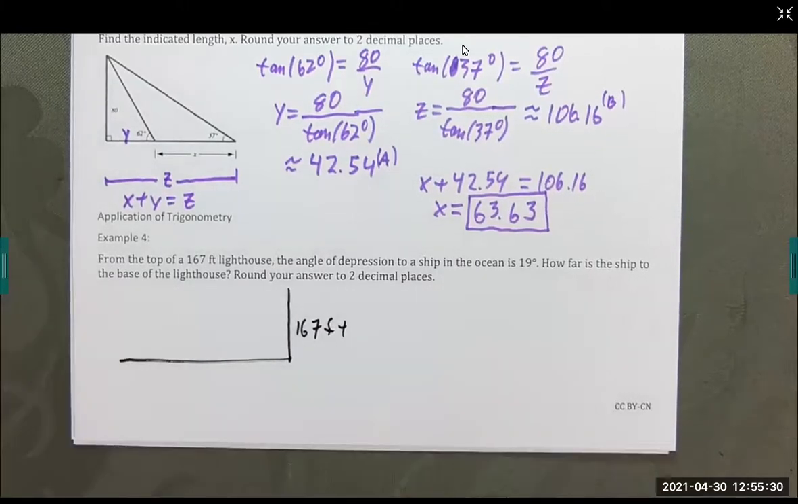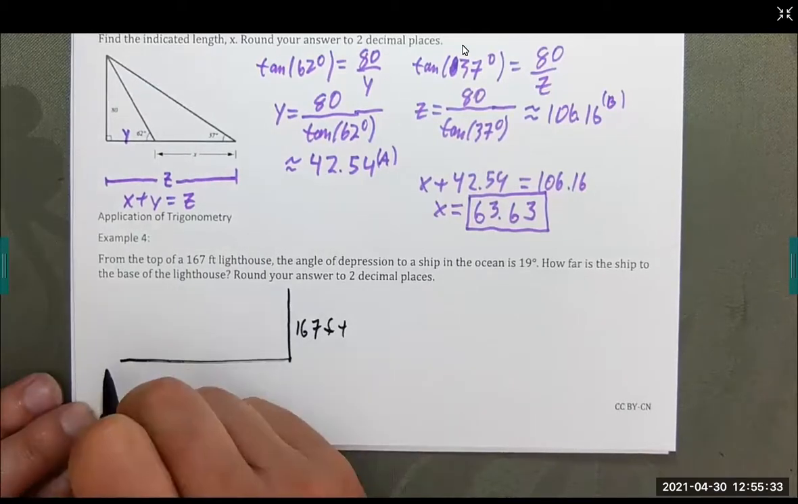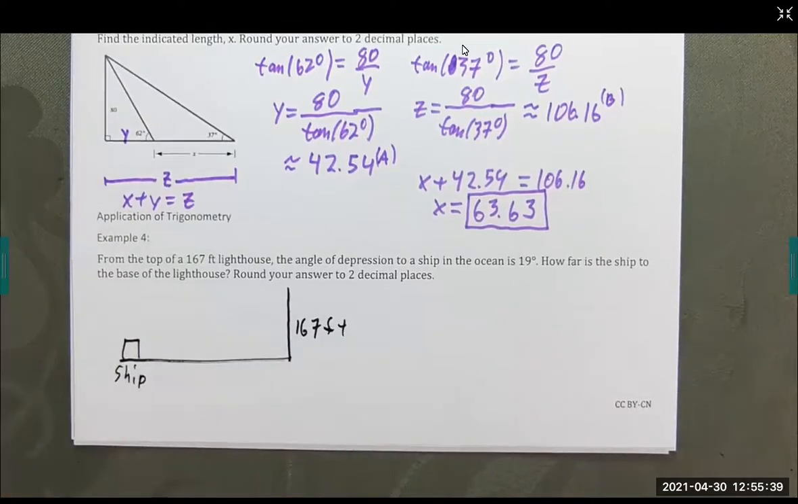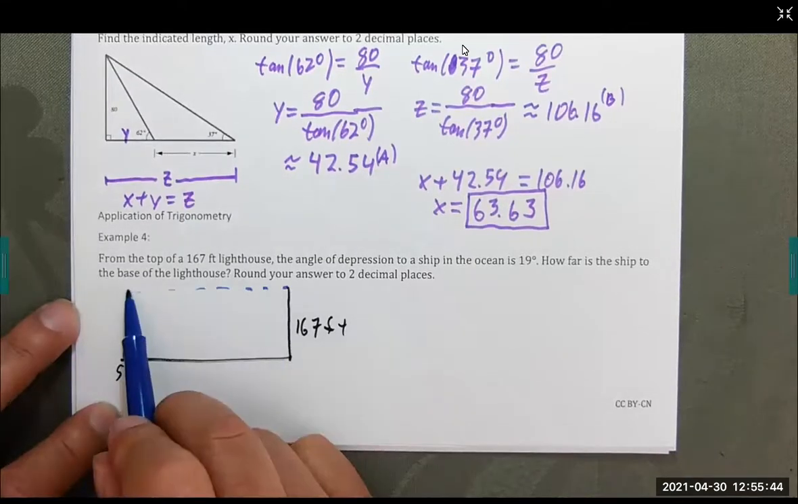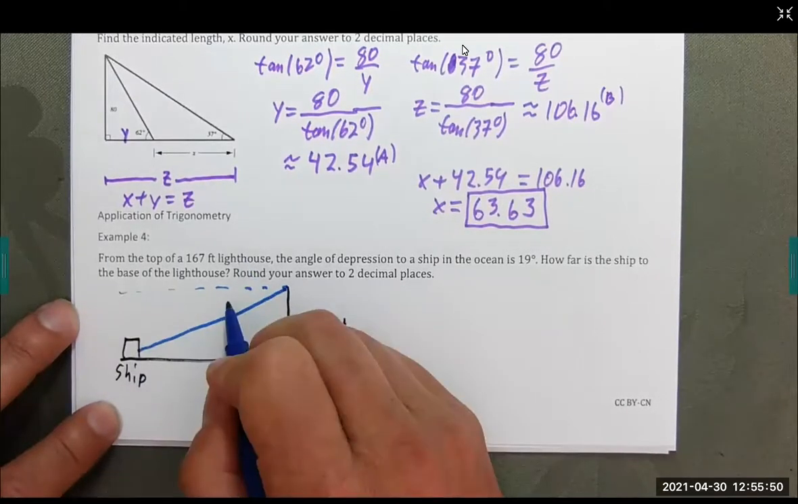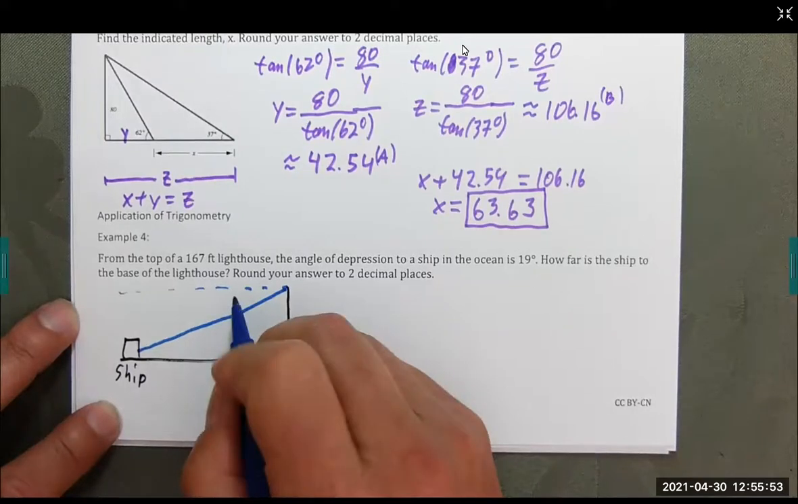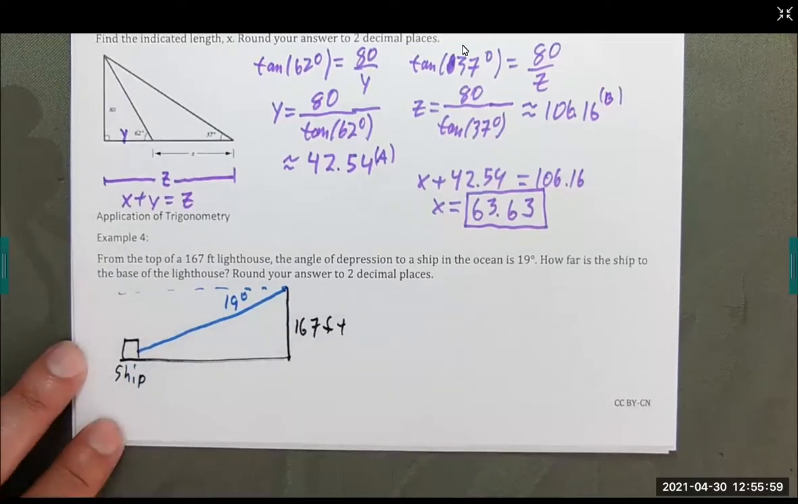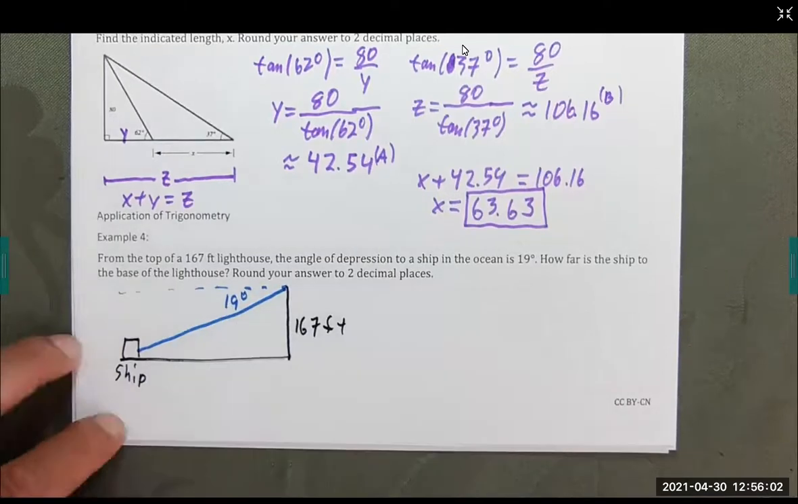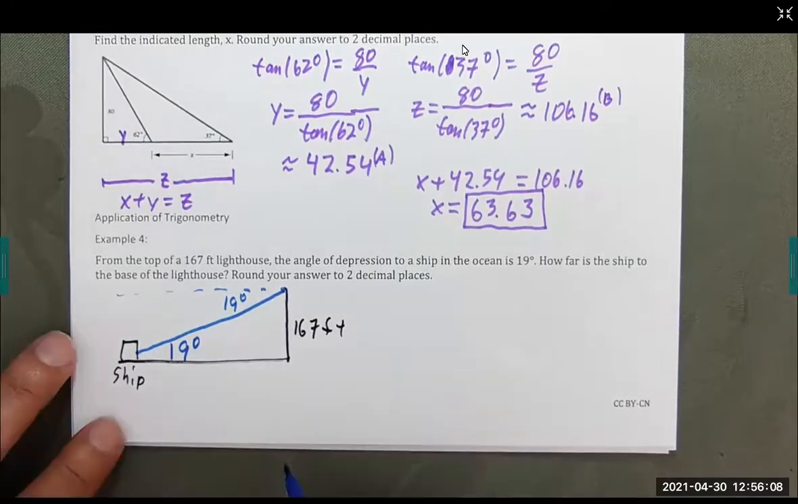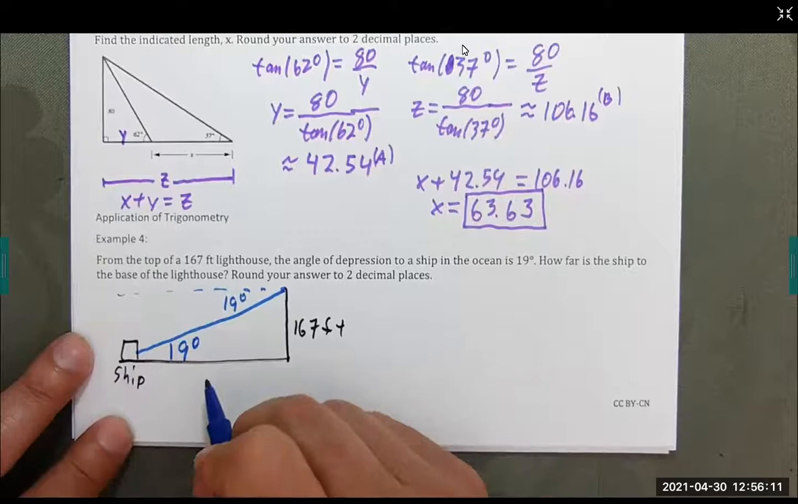And here's the ship. Angle of depression for our purposes means this angle here is 19 degrees. And if you remember some geometry, when we have two parallel lines like this, we have a line that cuts through it called a transversal. The interior angles are the same. That makes this also 19 degrees. And they want to know how far is the ship to the base of the lighthouse. So that's going to be my unknown.